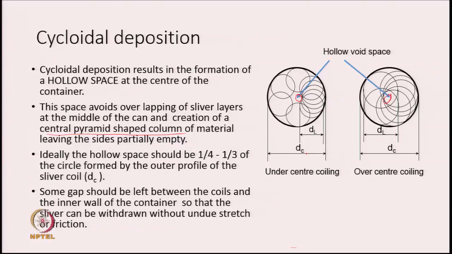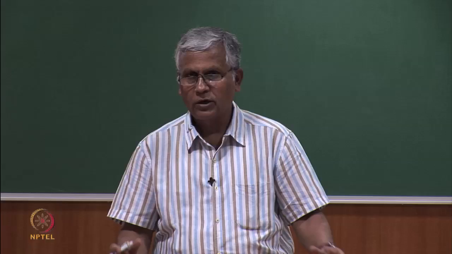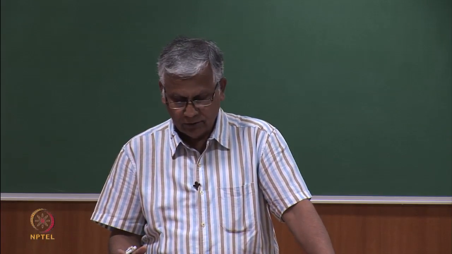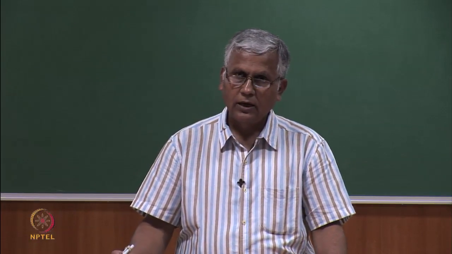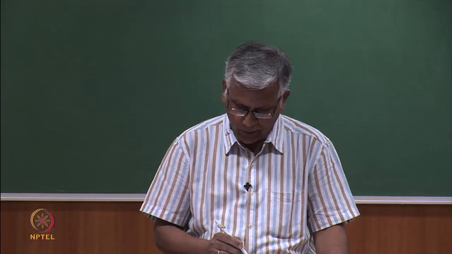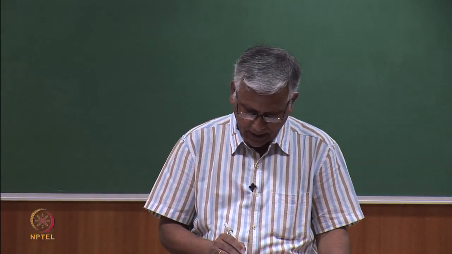Some gap should be left between the coils and the inner wall of the container, that is the can, so that the sliver can be withdrawn without undue stretch or friction. So, this circle that is shown here by this firm dark line, this is showing the outer profile of the coils being laid, and this should be slightly smaller than the diameter of the can, so that little space is left and there is no friction between the sliver and the inner wall of the can. So, to avoid that, we want to maintain a little gap.